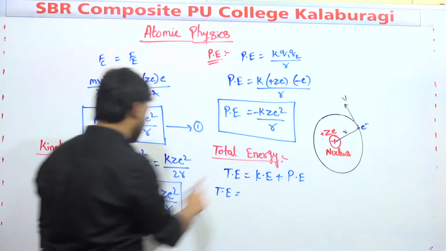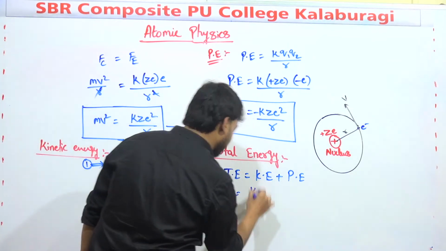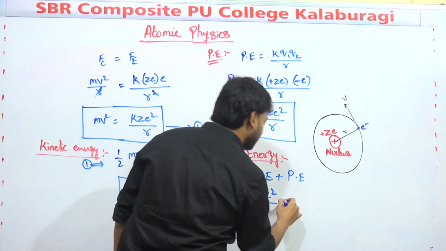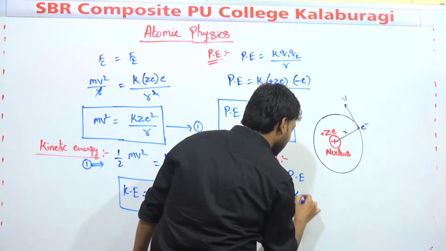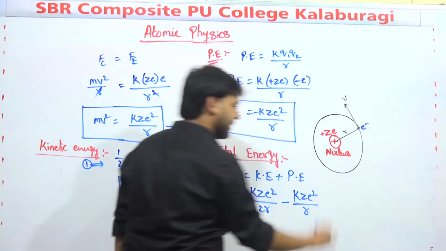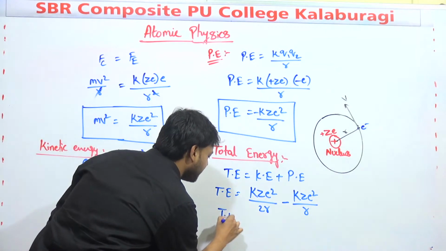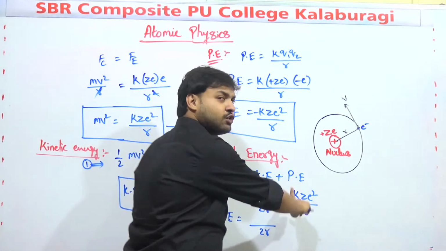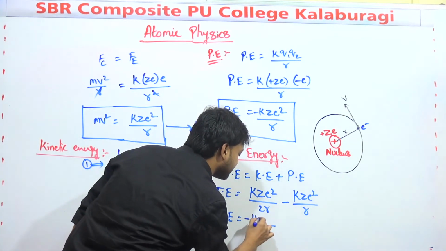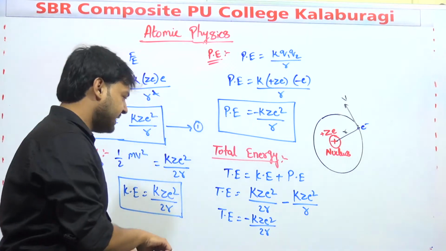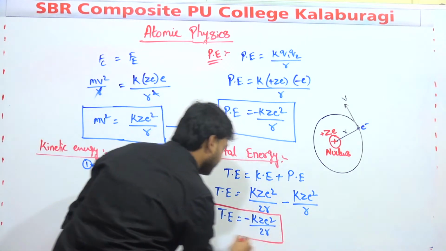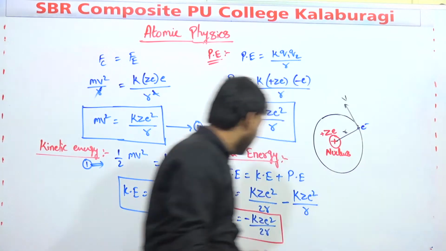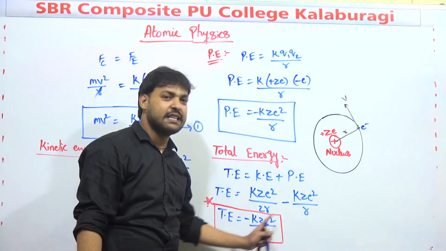Now we know kinetic energy. So can I substitute K Z E square divided by 2R. What is potential energy? Minus K Z E square divided by R. So total energy, how much do you get? So can I take 2R as the LCM? So it is K Z E square minus 2K Z E square. So it will be minus K Z E square. So this will be the total energy. Right? So how much is it? Minus K Z E square divided by 2R.